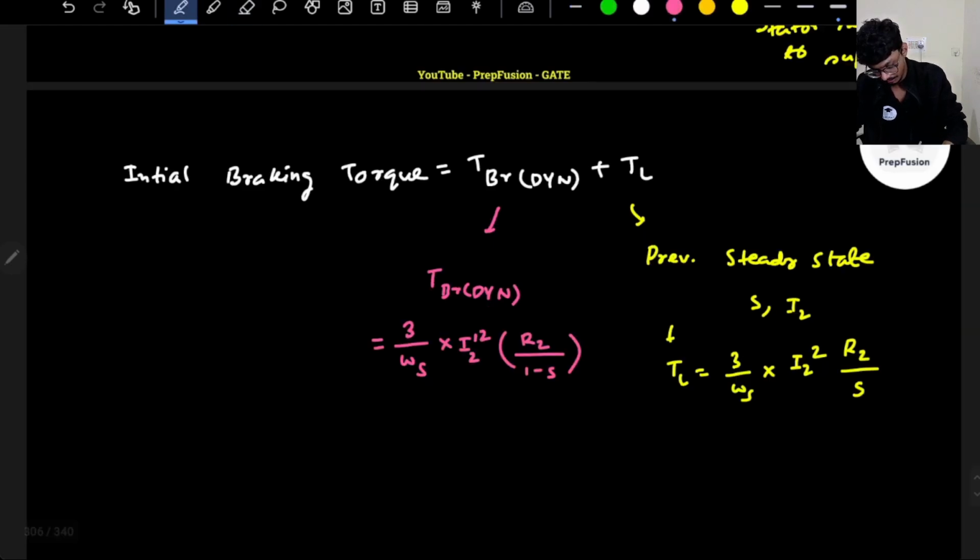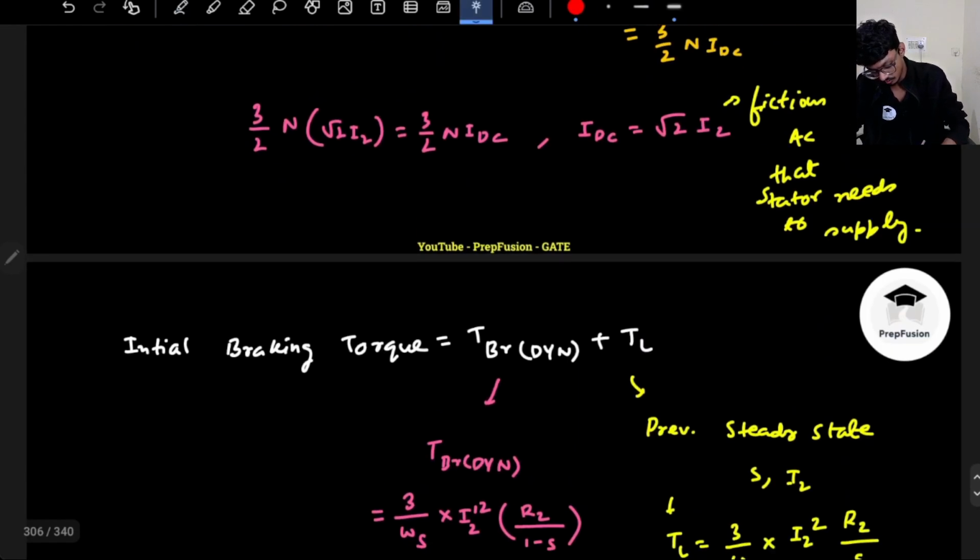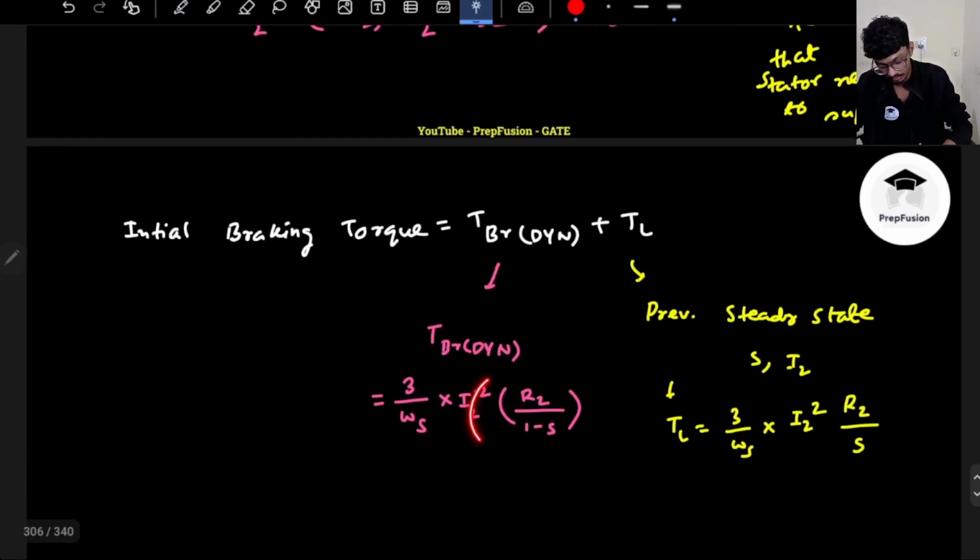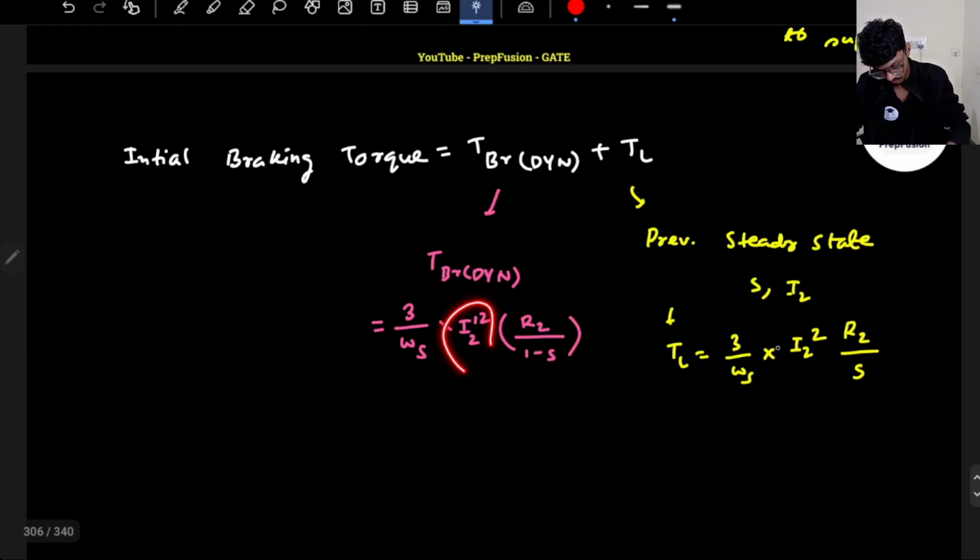That we can find out from here, or it will be some E2 value, induced EMF, given by something. Don't worry, something will be given to you. So these currents are not the same anymore. Okay, these currents are different.